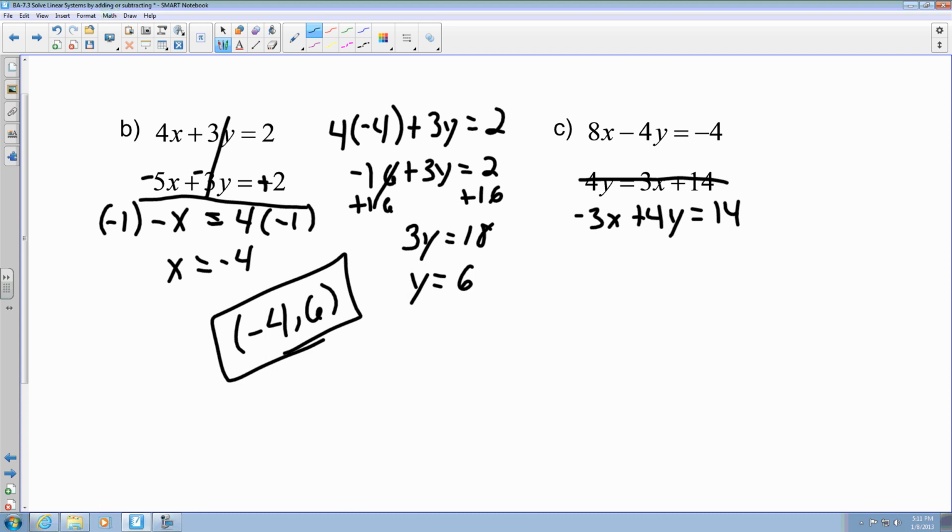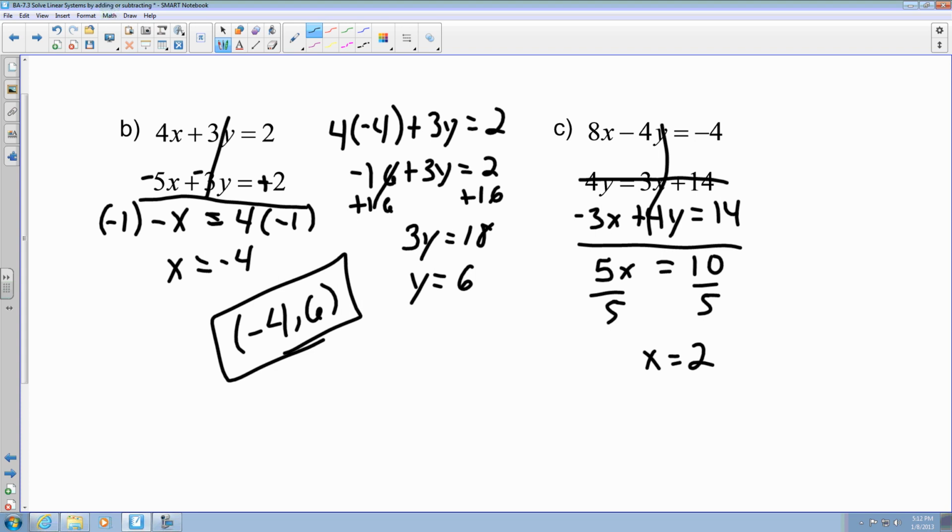So now I see I have a negative 4y and a positive 4y, so they're opposites. So that means I'm going to add both equations. So that means I don't need to change any signs. I'm just going to add them together. So I got 8x plus a negative 3x. That gives me a positive 5x. These two cancel, equals negative 4 plus 14, which gives me 10. If I divide both sides by 5, my x equals 2.